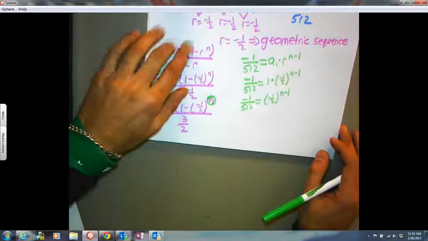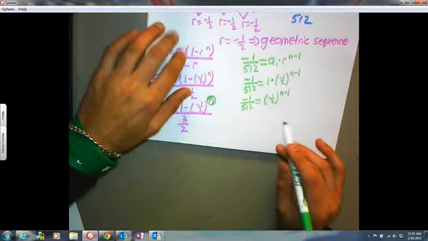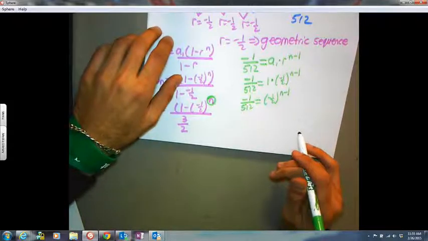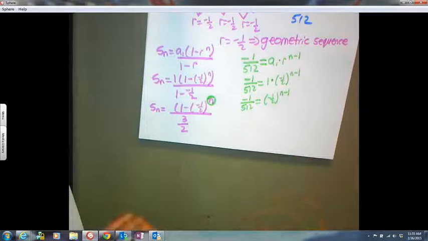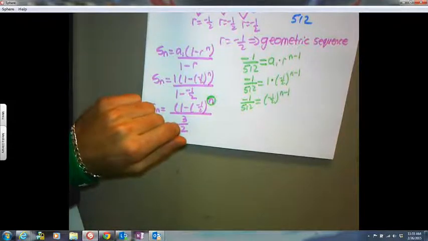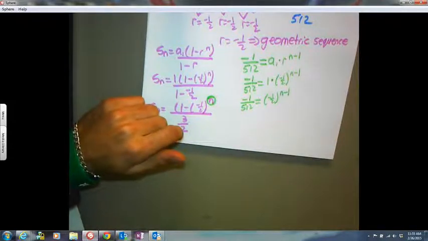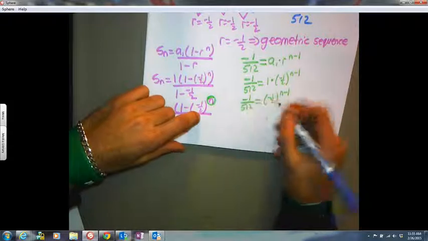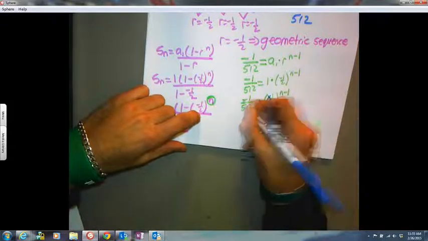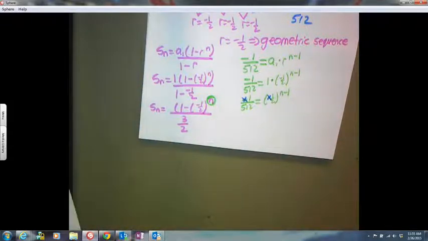How am I going to get this n? Eddie? Yes, logs are coming back. So now, slight problem here, guys. We can't take the log of a negative number, so you need to get rid of these negatives when you're doing this log, please. Remember, you can't have the log of a negative number, as you all know.